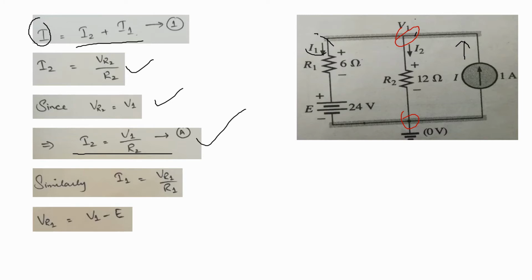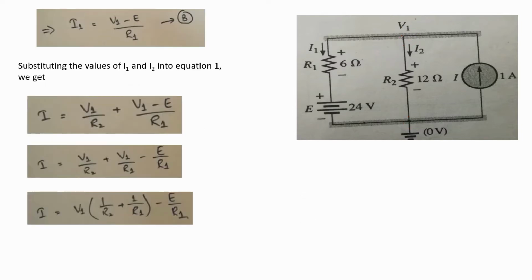Similarly, for I1, you will see that I1 is equal to VR1 divided by R1, where VR1 is the voltage across resistor R1. Now we apply a probe at that point and at that point. So what is the value of VR1? VR1 is equal to V1, which is the total voltage of that branch, minus the applied source E. When you subtract the applied source from V1, you get the value of VR1. So I1 is equal to V1 minus E divided by R1.